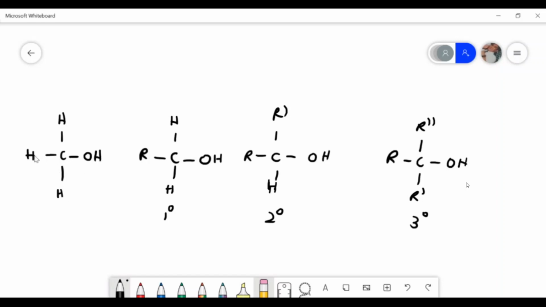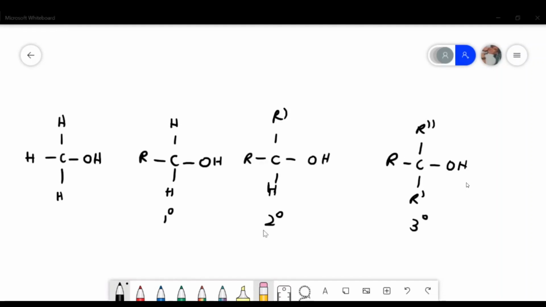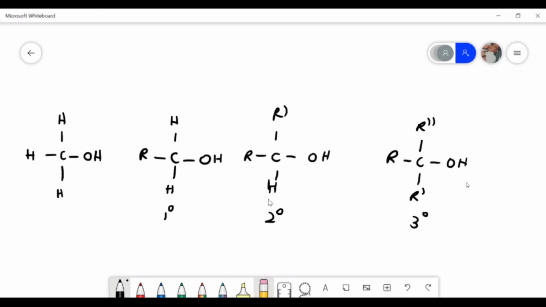You can type your answer in the chat. What degree alcohol is that? Just type it out, I want to see what you type. The one on the absolute left with 3 hydrogens. I mean, that's just a scam question because it's not any degree alcohol, it's just methanol. Just take note of that. Don't be confused by this.